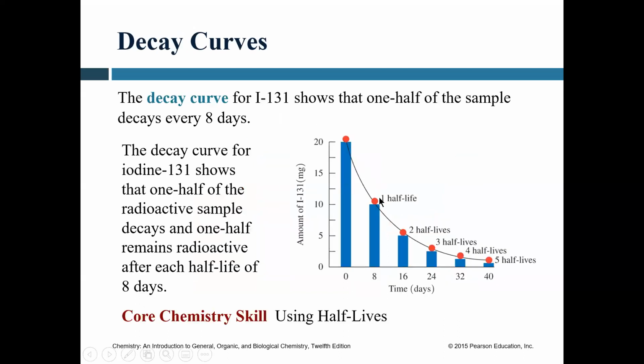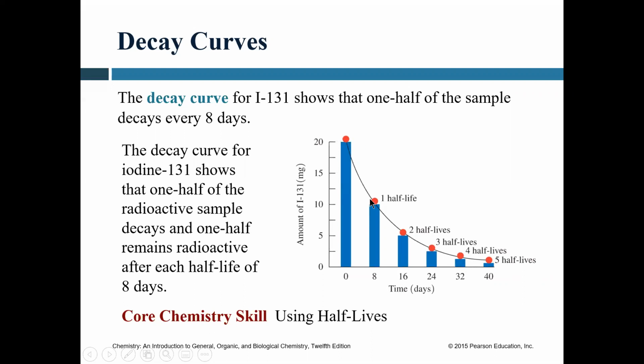Here's what a decay curve looks like. For iodine, this is going to be consistent for anything that's undergoing a half-life. So for iodine-131, we can see that a half-life is roughly equivalent to 8 days. So after 1 half-life, 8 days have passed, and half of the original material is available. After 2 half-lives, or 16 days, a quarter of the original is left, and so on.